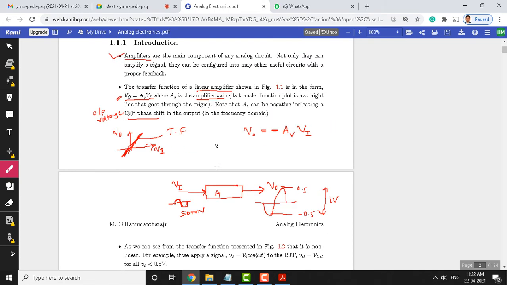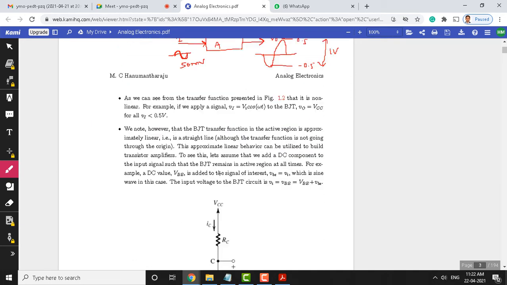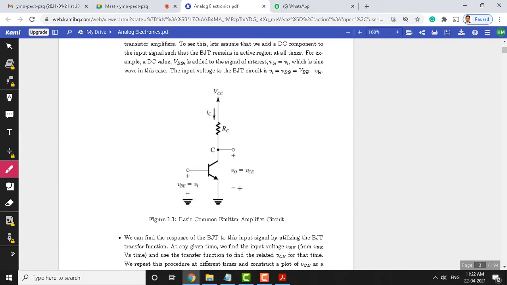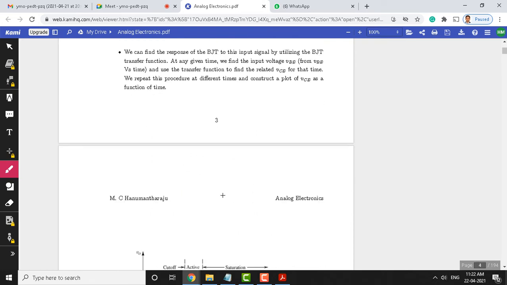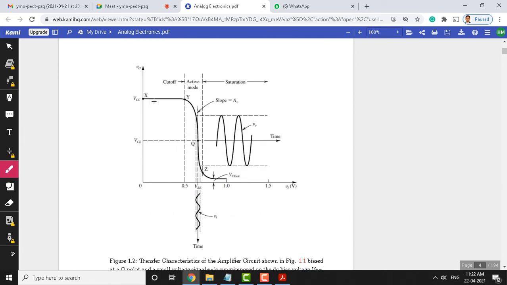So far we have seen that the transfer function seems to be linear, but generally if you look at a BJT based amplifier circuit, for example the common emitter amplifier circuit which is shown here, the transfer function may not be linear. Let us show the curve here. Look at this transfer function. If you plot a graph of V naught versus Vi, it is going to be non-linear.